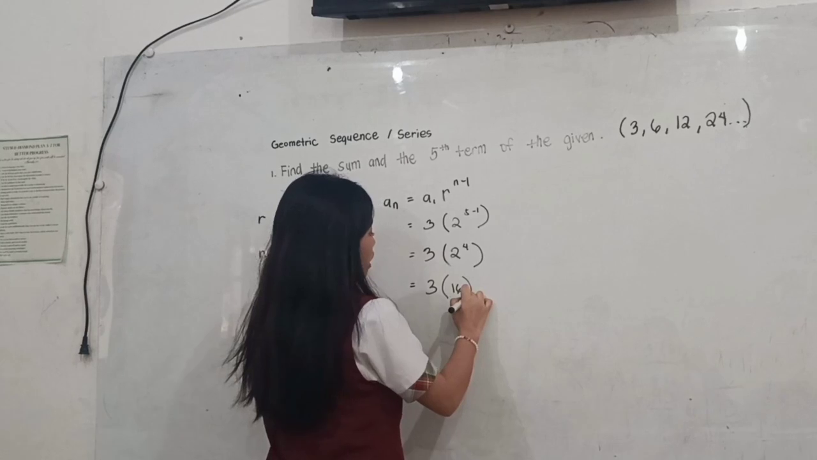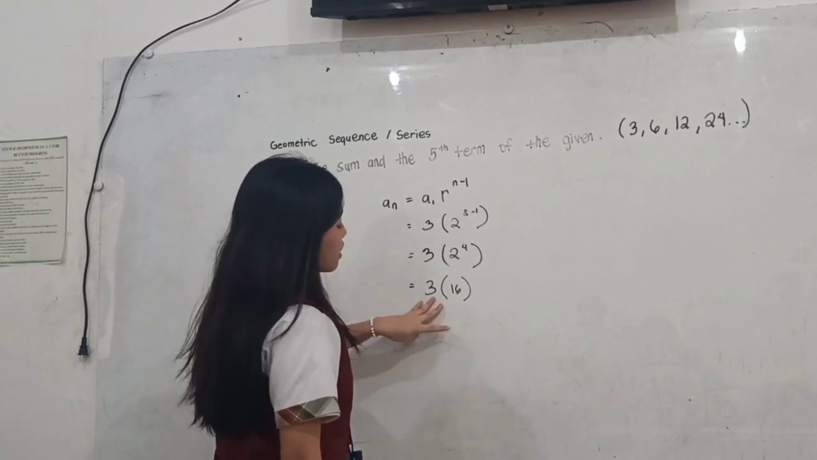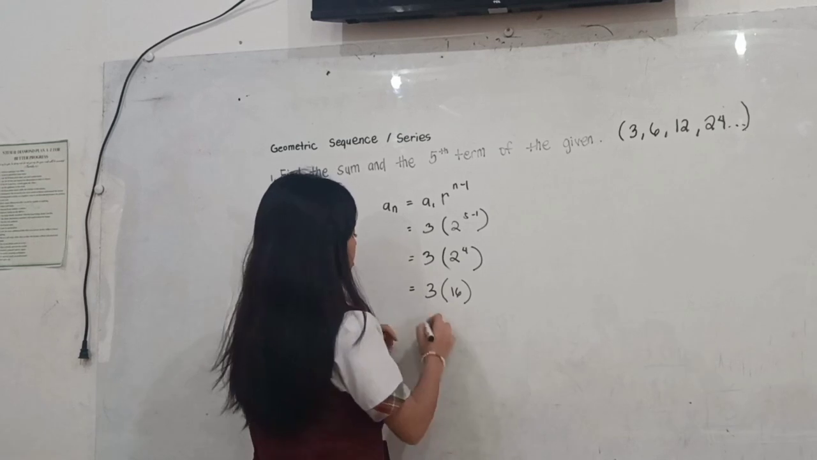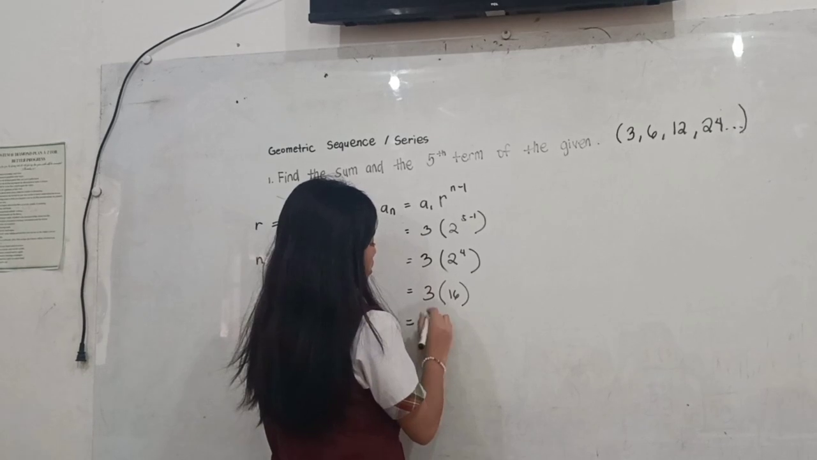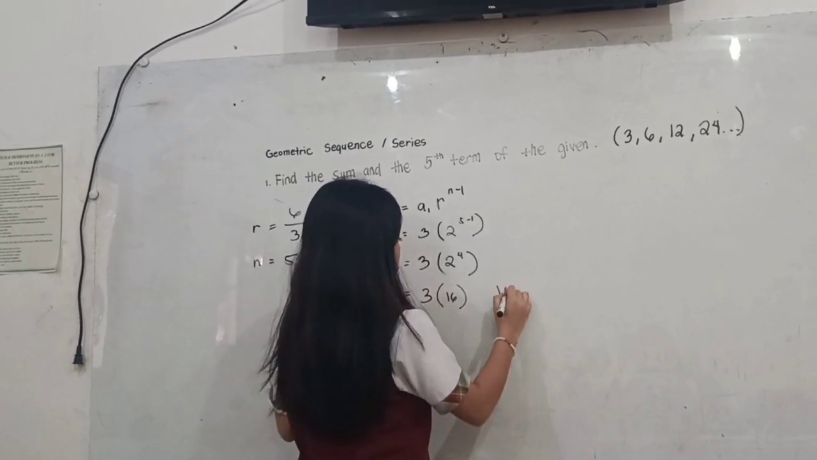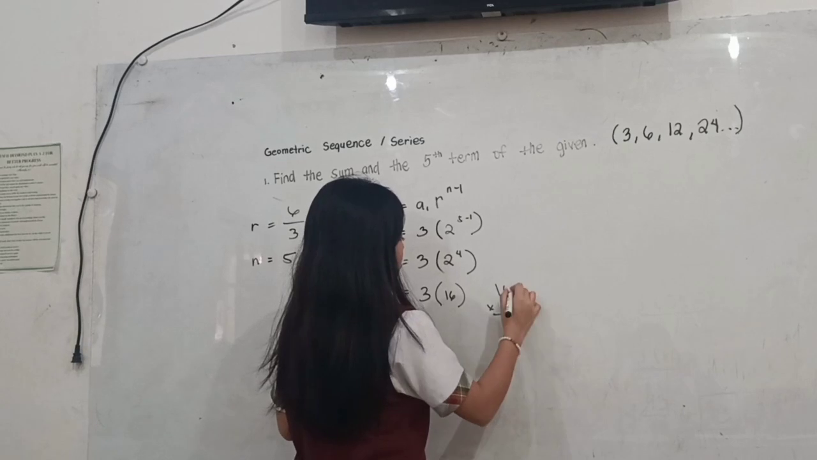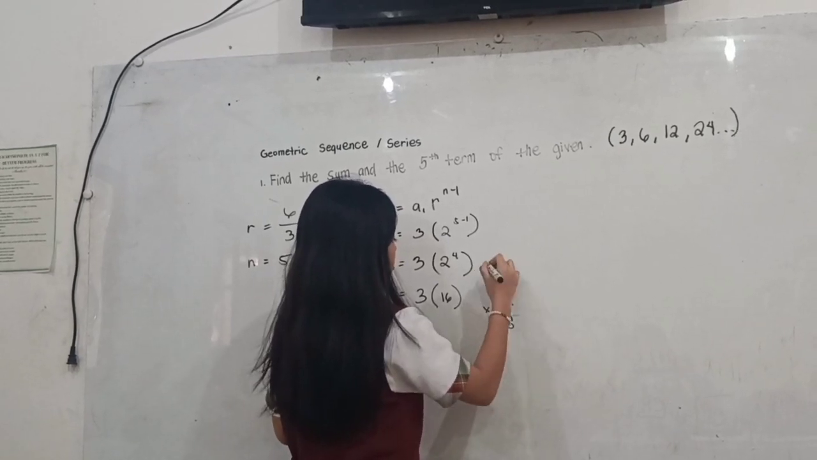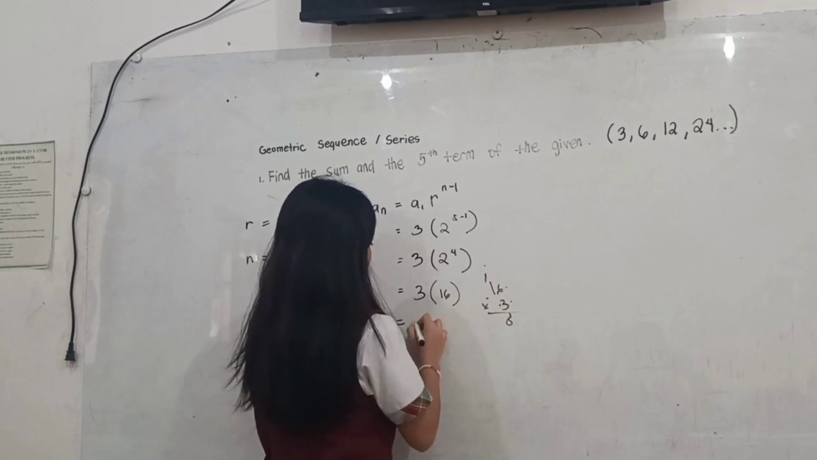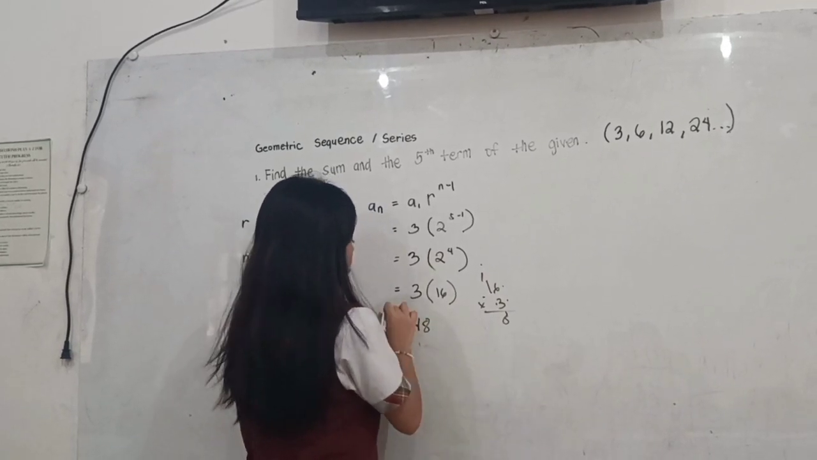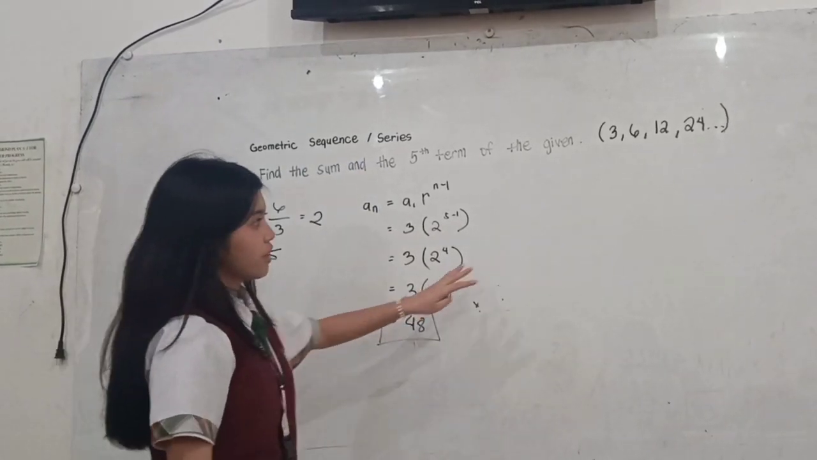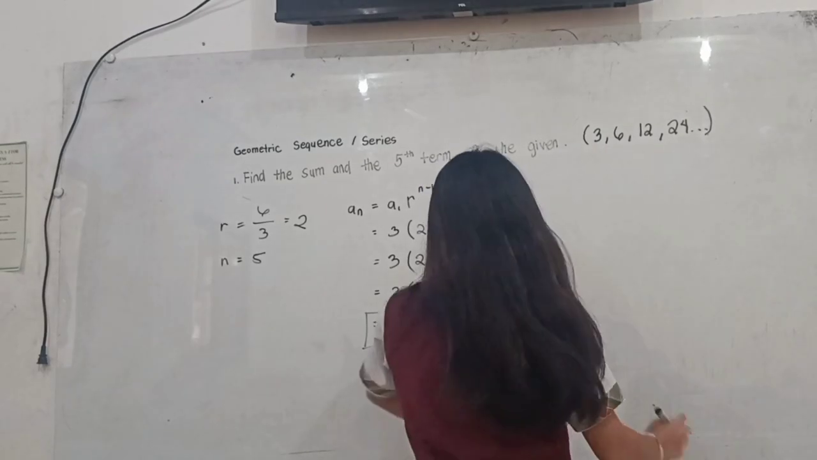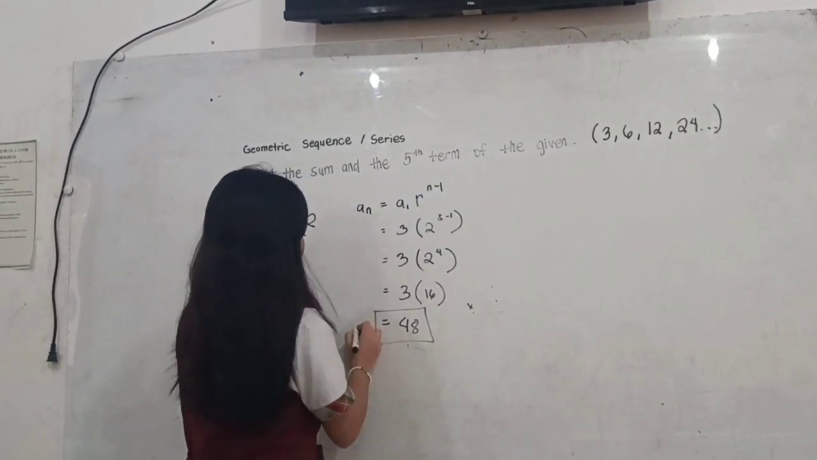So the last thing to do is multiply the 3 by 16. 3 times 16 is equal to 48. So our fifth term of the given 3, 6, 12, and 24 is 48.